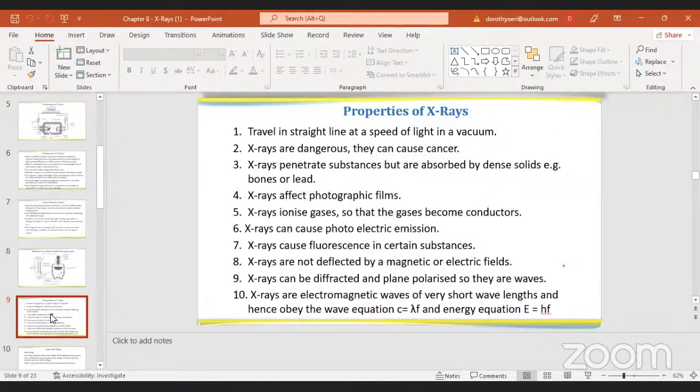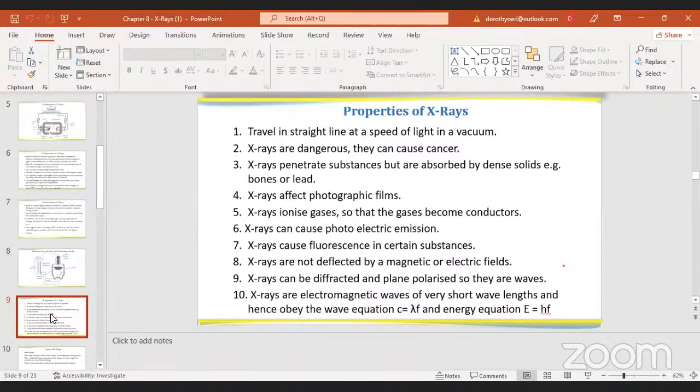X-rays penetrate substances, affect photographic films, ionize gases. What do we mean by ionizing? They knock off electrons. When they knock electrons from material, especially air molecules, you cause ionization. And therefore the gas ends up having both negative and positive ions. They can cause photoelectric emission, and they cause certain substances to fluoresce.